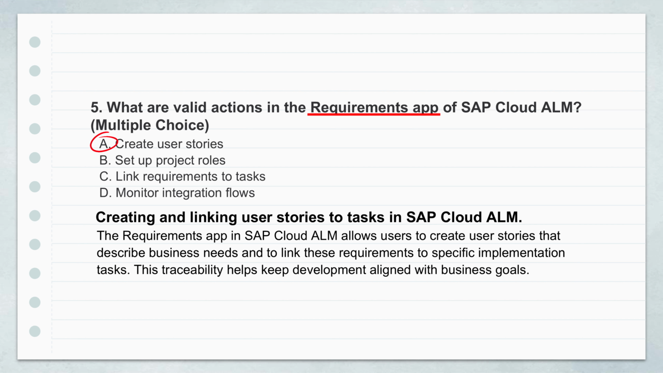Exactly. Articulating what the business actually wants or needs the system to do. And the second action? The second one is link requirements to tasks. Linking requirements to the tasks we talked about earlier in the task management app. Yes, and that's the really crucial part, according to the source explanation. Why is that link so important? Because it connects the requirement or the user story directly to the how, the actual task needed to deliver it.